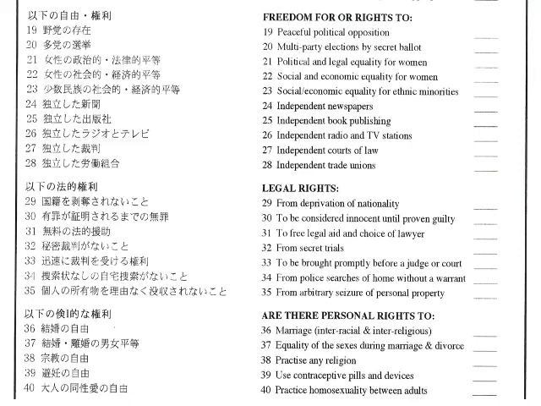Next page. 19, this section, freedom for or rights to. Example 19, peaceful political opposition. For example, maybe 23, social and economic equality for women. Maybe 24, independent newspapers, independent publishing, and so on. The next block in the middle is legal rights. 29, from deprivation of nationality. Number 32, from secret trials, for example. And the last block are personal rights at the bottom. The right to marriage, 36, or equality of the sexes during divorce, and so on.